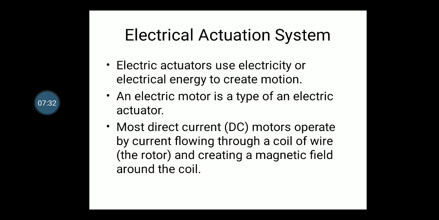As the name suggests, electrical means that in this actuation system we will use either voltage or current to move anything, right? So electrical actuators use electricity or electrical energy to create motion. The best example is the electric motor. Whenever we give some supply to an electric motor, it starts rotating, right? So we can take that rotation and use it for actuation. It is a very good example. An electric motor is a type of electric actuator, correct?